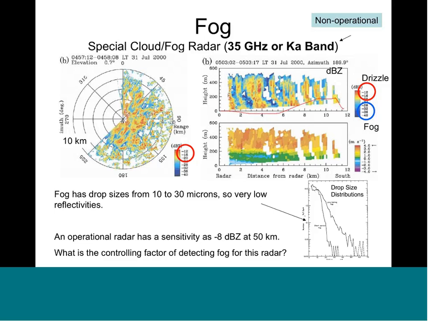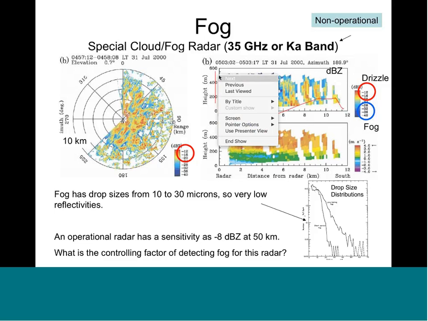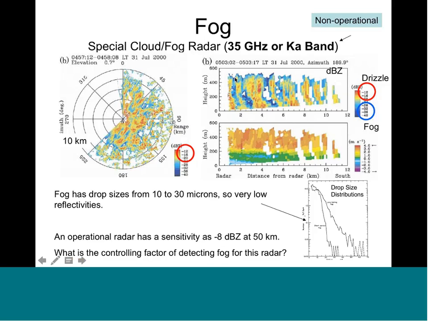range from the radar in both cases. In height, these are in meters. So this is height in meters. And so fog is very shallow, 500 meters. Only about 500 meters above the ground. So very shallow. Here we have Doppler, and this is reflectivity.